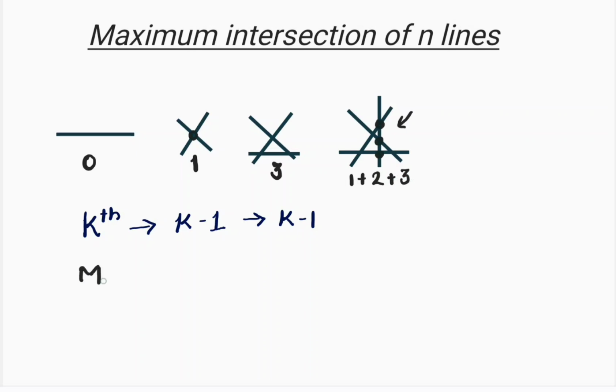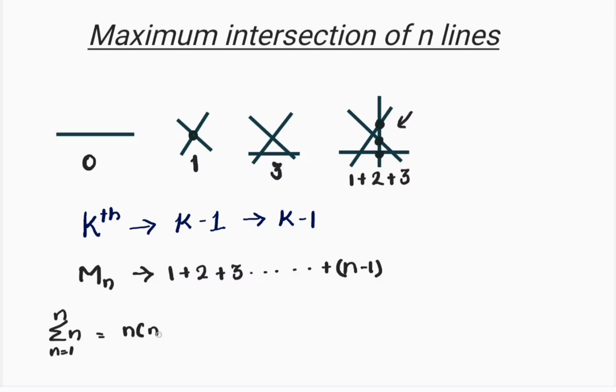So maximum intersection points for n lines will be 1 plus 2 plus 3, and it will go on till the nth line cuts n minus 1 lines at n minus 1 points. We know the sum of consecutive numbers from 1 to n is equal to n times n plus 1 by 2. But here we need the sum till n minus 1 numbers. That means n minus 1 times n by 2.